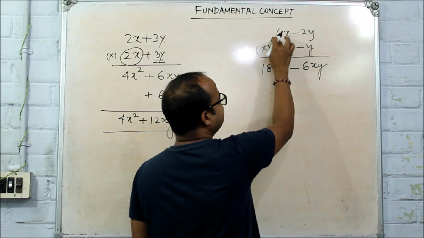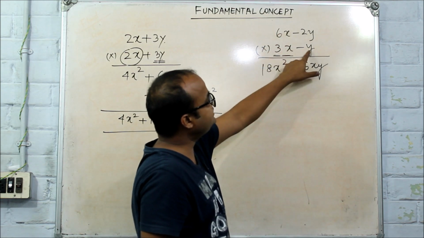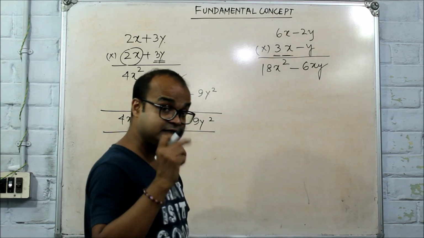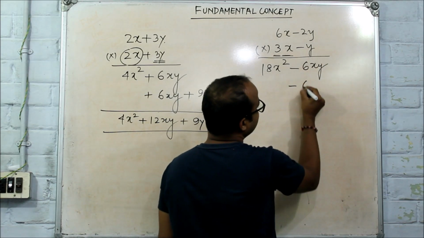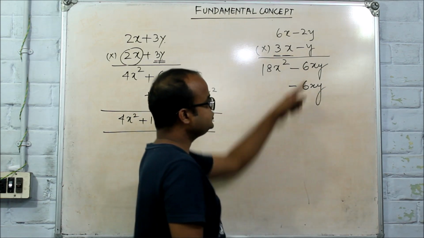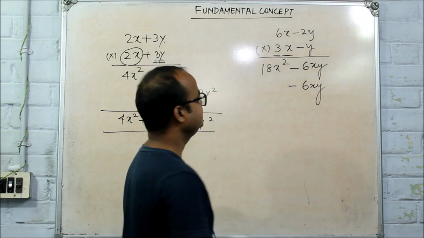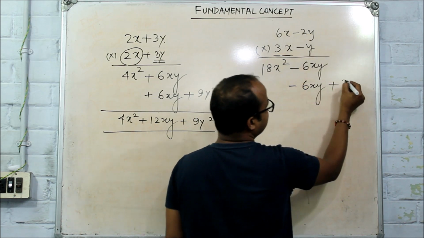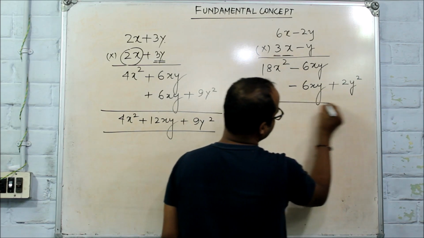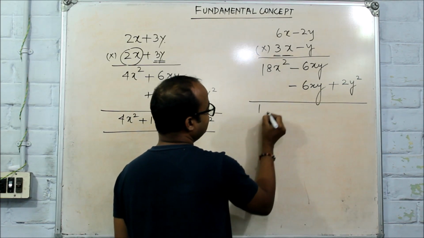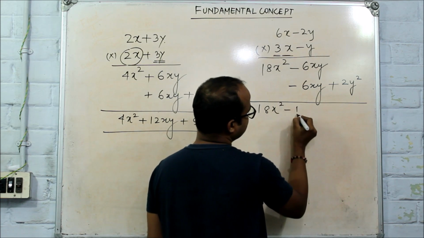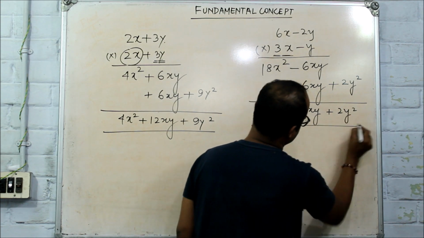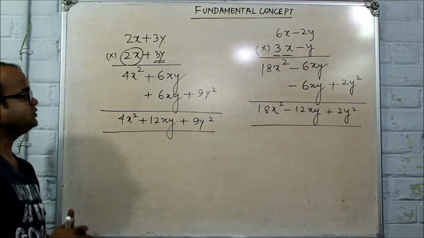Minus y multiplied by 6x. If you multiply these two, we get minus 6xy. So I am writing this minus 6xy just below the xy term, that is the like term. These two are like terms, so I am writing one after another. Minus into minus is plus, 2y into y is equal to 2y square. Now we simplify: 18x square minus 12xy plus 2y square. Check out both the sums.